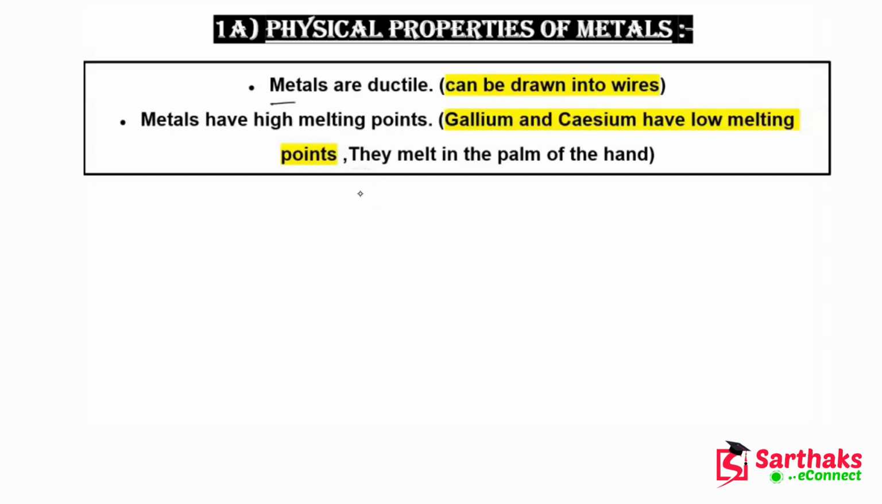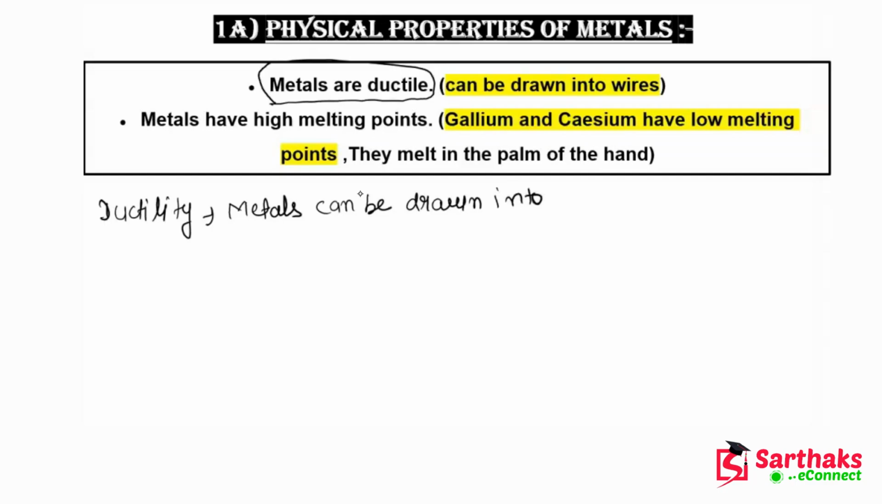So metals are ductile. Now guys, let's talk about what this ductility is. Ductility. So basically guys, it is also an ability of metal to be drawn into thin wires. Okay, metals can be drawn into thin wire. So this property is known as ductility. Okay, this property is known as ductility.